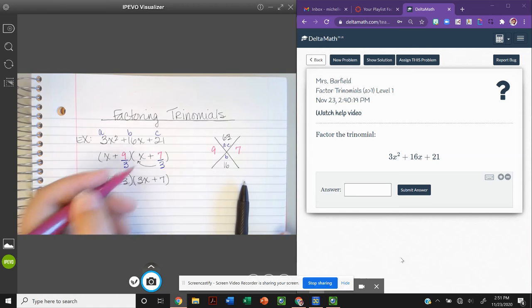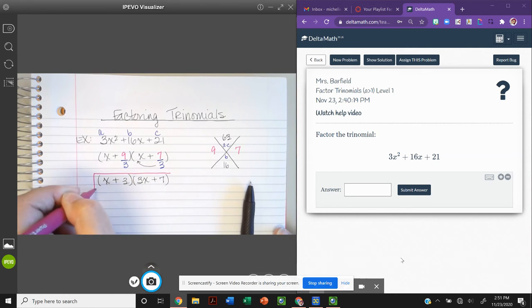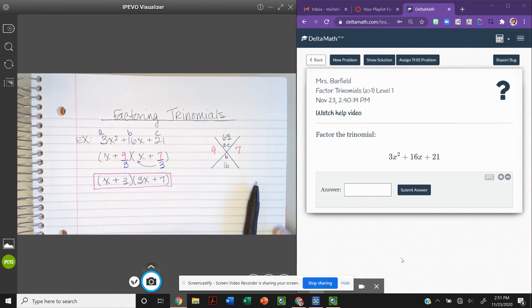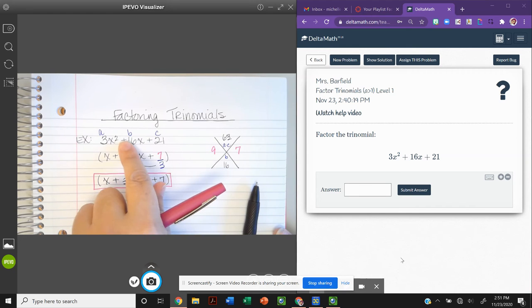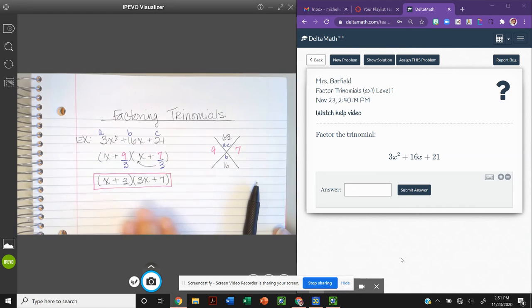But again, how do you know? Okay. Or how could you quickly check that you have the correct answer? Well, what's 3 times 7? 21. And x times 3x, there's your 3x squared. Okay. You'd have to do the whole multiplication step to check for 16. Okay. But I promise you, you've got the correct answer. Okay. All right. So what did I do? Let's relook at our steps.